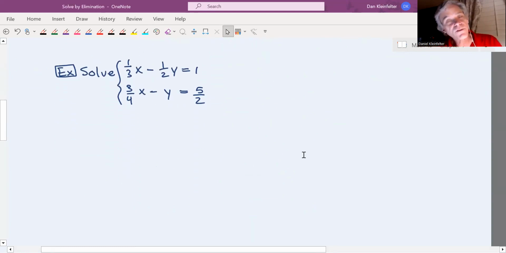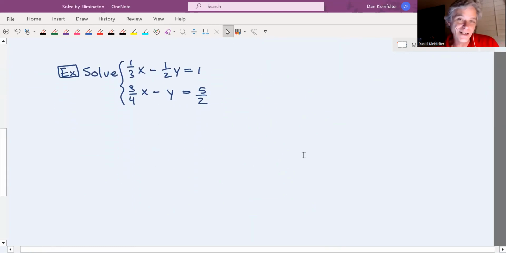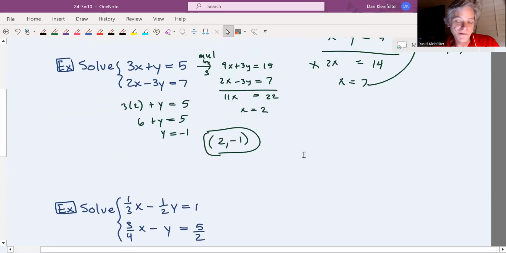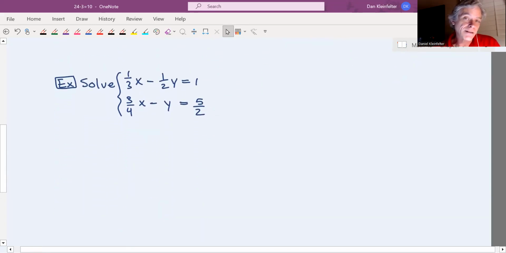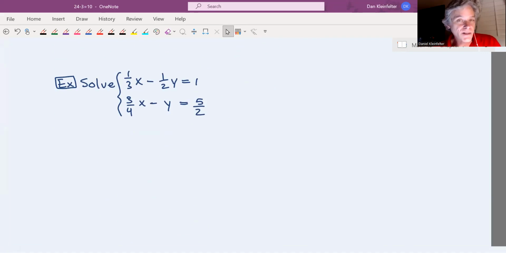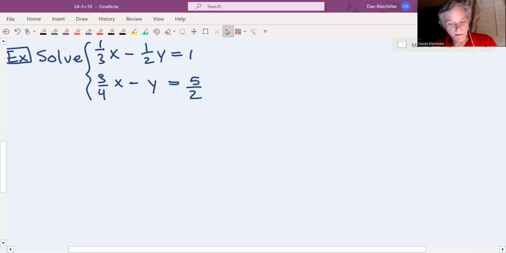All right, here's one for you to try. This one has got fractions in it, but that's okay. What I would do is take a hint from the last problem where we multiplied by 3 and think about how you can use that to maybe get rid of those fractions. So take a minute, pause the video, try to solve this one yourself, and restart the video and see how you did. All right, so we're back.